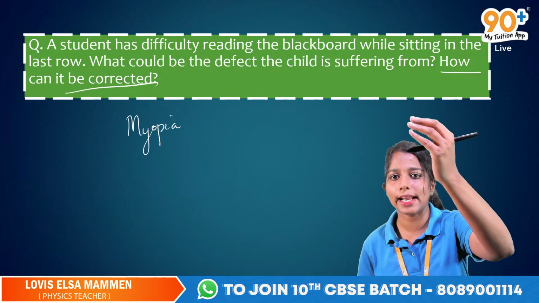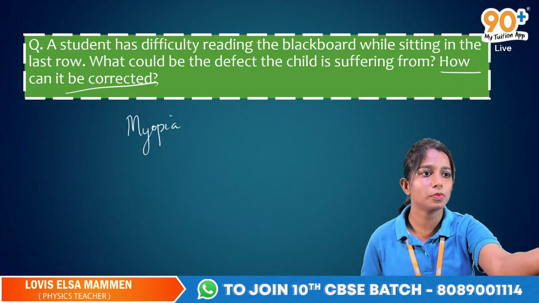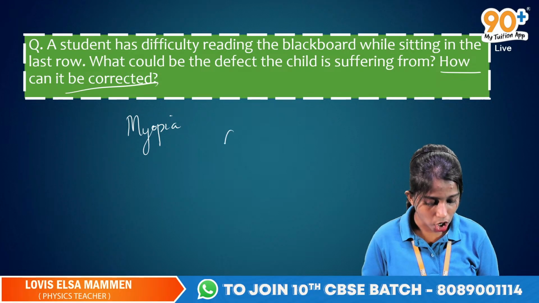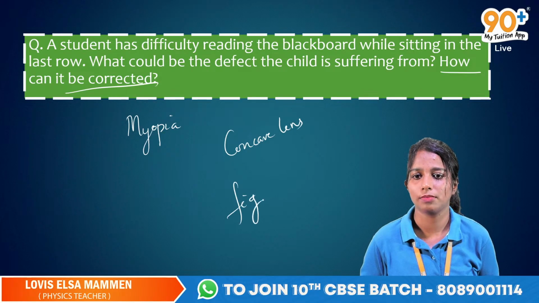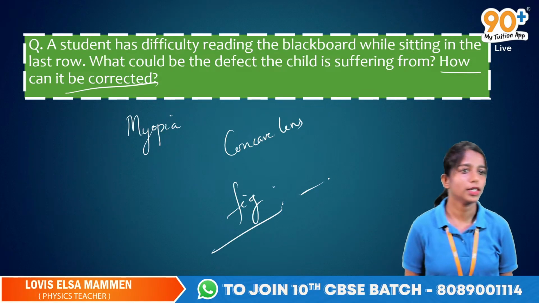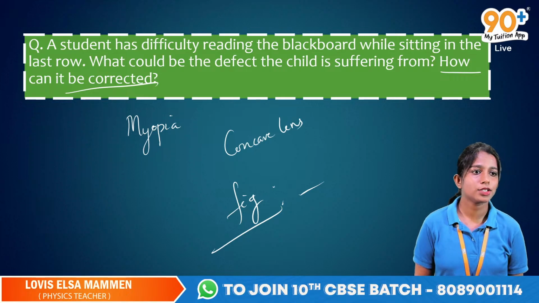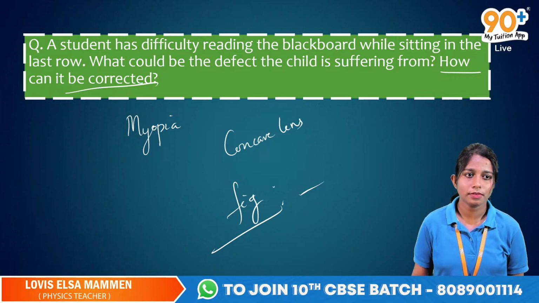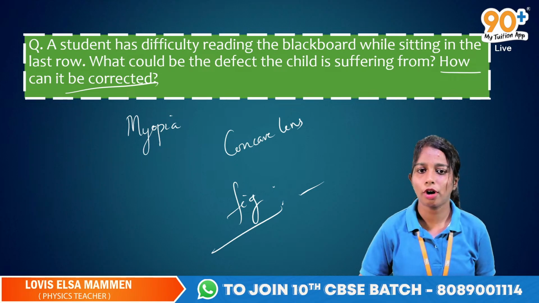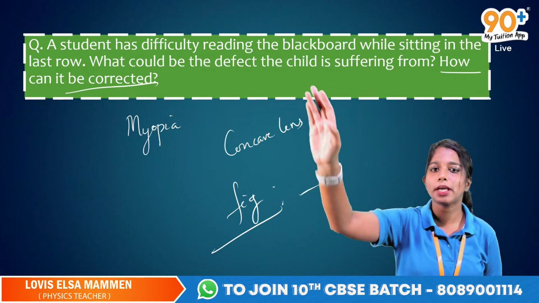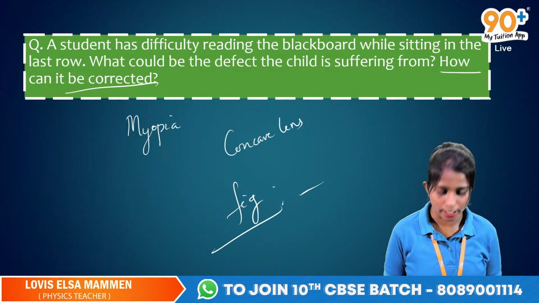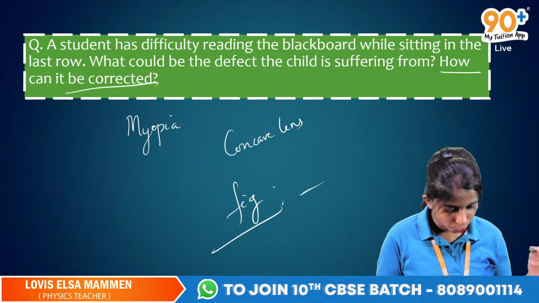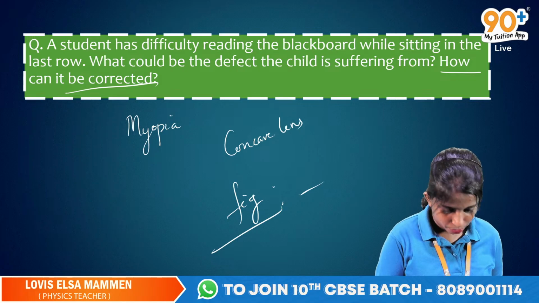Okay, how can it be corrected? You wrote it in your notebook. മുമ്പേ എഴുതിയിട്ടുണ്ട്. You can use a concave lens. അതിന്റെ ഫിഗർ കൂടെ വരച്ചു നോക്കണം. Got it? Understood? Answers നമ്മൾ വീണ്ടും ചെയ്തിട്ട് കാര്യമില്ല, because it is there in your notebook. അത് തന്നെ എഴുതി വെക്കുക. Concave lens ആണ് figure. Fine. I hope you understood it.